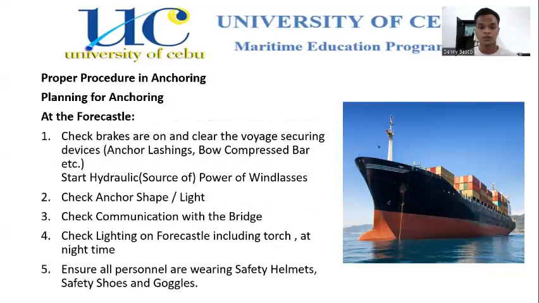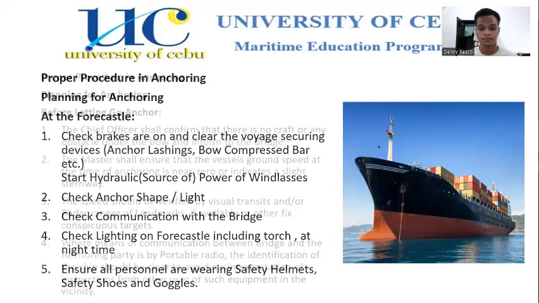So, planning for anchoring at the forecastle. Number one, check brakes are on and clear the voyage securing devices such as anchor lashings, bow stopper, compressor bar, etc. Start the hydraulic source of power for the windlasses. Number two, check the anchor shape or light. Number three, check communication with the bridge. Number four, check lighting on the forecastle, including torch at nighttime. Number five, ensure all personnel are wearing safety helmets, safety shoes, and goggles.